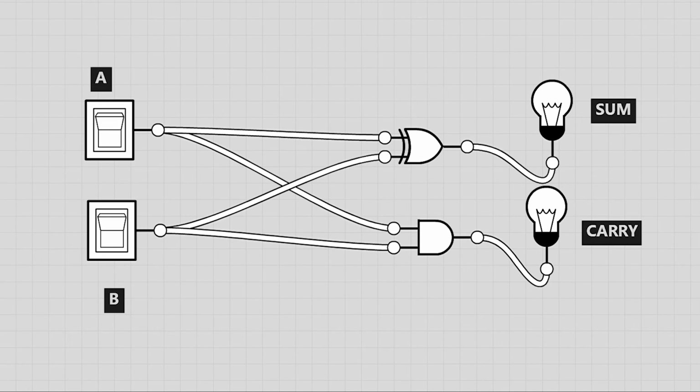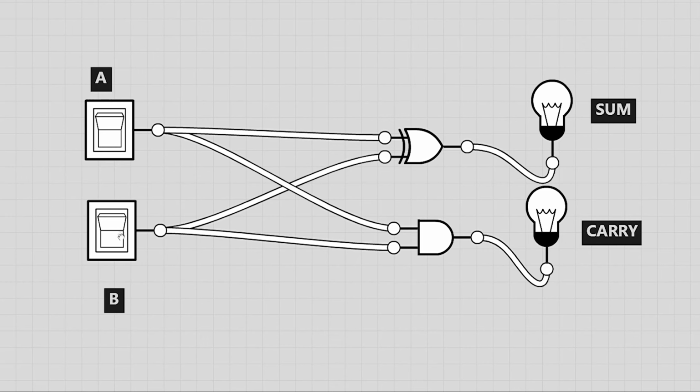In this, we'll see how a half adder works. This is a simulation of a half adder. Here, A and B are the inputs, and the outputs are given as one for sum and the other one for carry. When the inputs are 0 and 0, the sum is also 0 and the carry is also 0.